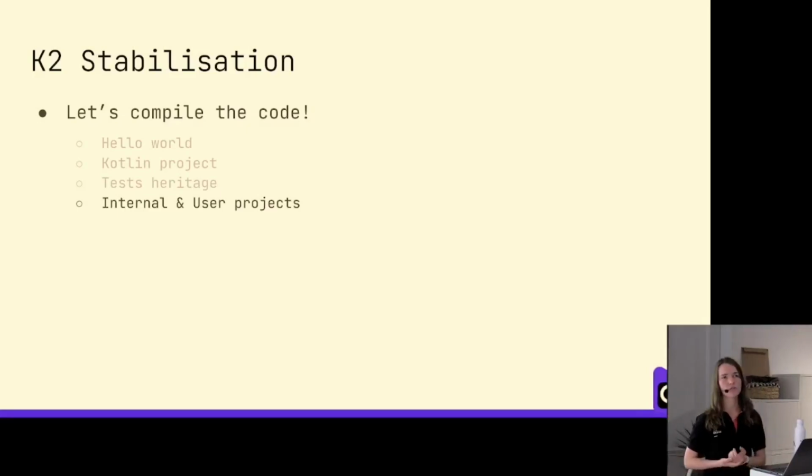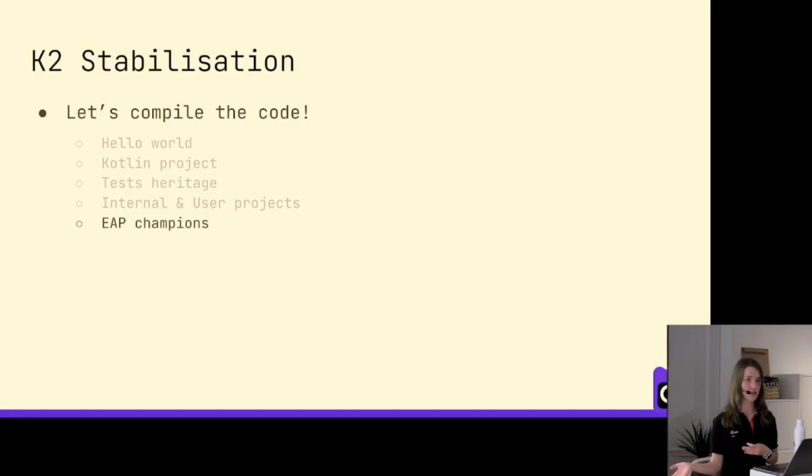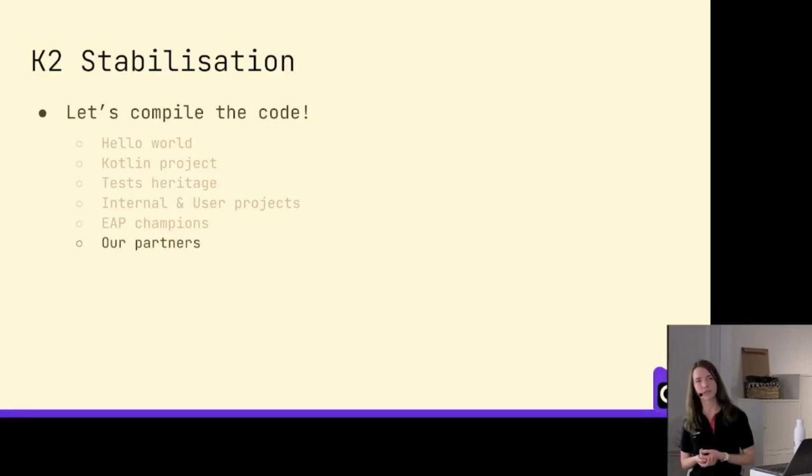We have compiled internal and external projects, indeed. So in JetBrains, we do have several projects written in Kotlin: IntelliJ IDEA, YouTrack, Toolbox Enterprise. So yeah, we did it. And we had alpha and beta releases, and we have a special dedicated group of EAP champions. I'll tell you what that is. And of course, we have our partners who also use Kotlin, and we can ask them to compile it as well.